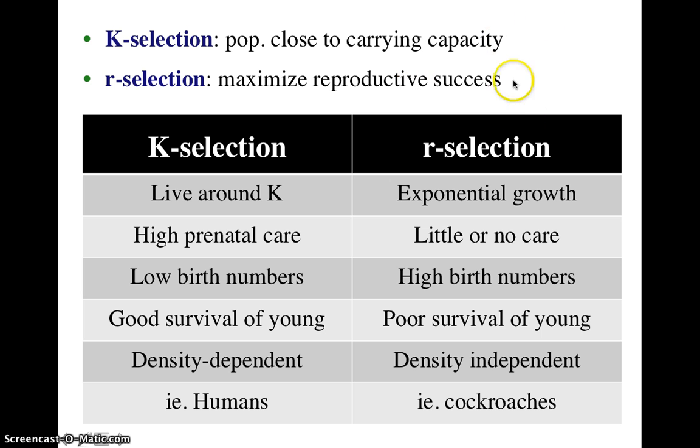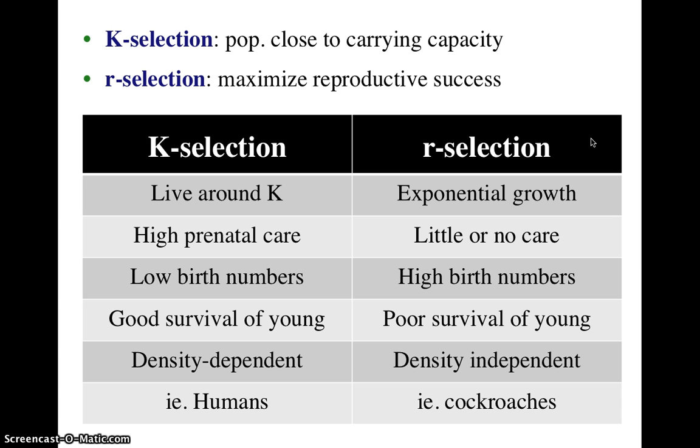Okay, R selection, we're talking about strategy. The population usually looks more like exponential growth. There's actually very little care from the parental side. Because there is really little care, the parents will try to give birth to as many babies as possible. So high birth number. And because the environment is not very kind to babies and parents don't care, there is actually a poor survival rate for the young, and a lot of the time it's density independent.